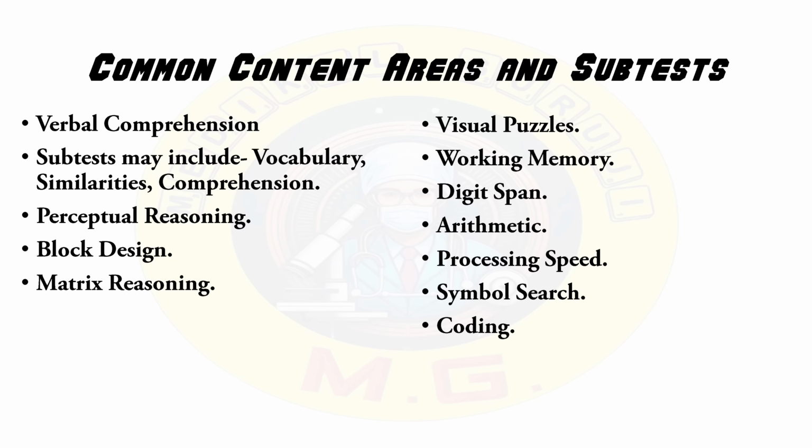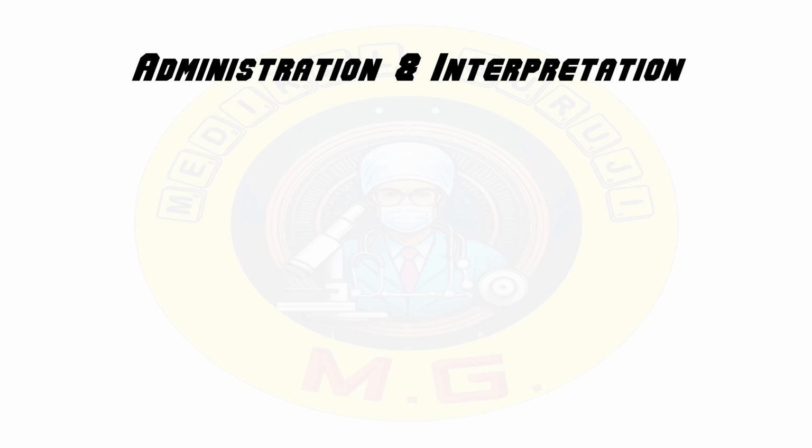This area assesses the speed and efficiency of mental processing. Subtests of processing speed include symbol search, like identifying target symbols in a larger set of symbols. Then coding, matching symbols to numbers according to a key. Then these subtests and areas are administered and scored. Wechsler scales are administered individually by a trained examiner following standardized procedures.